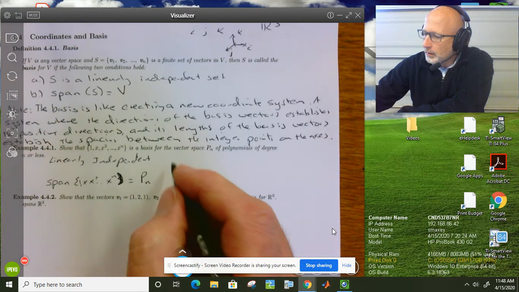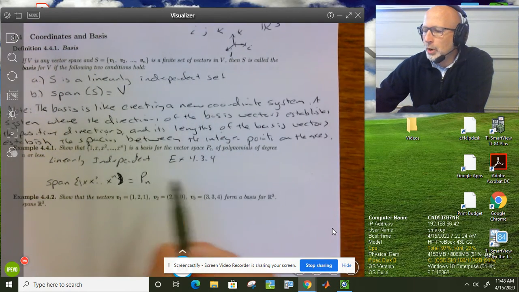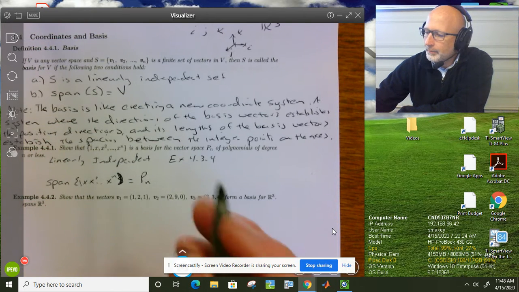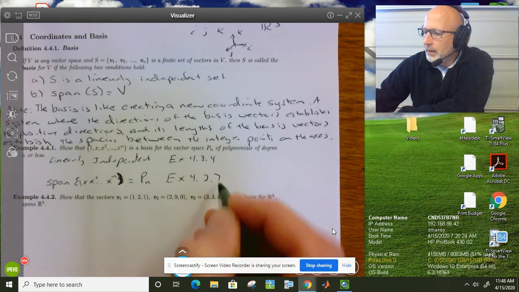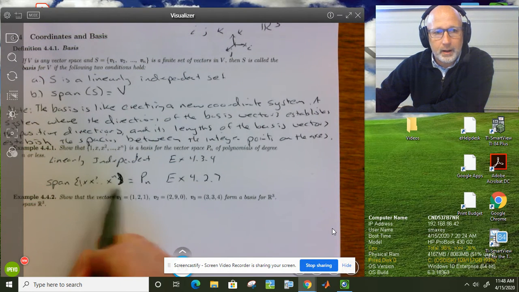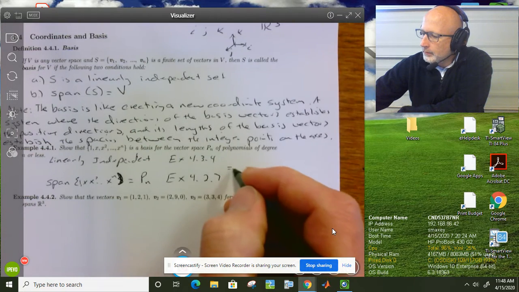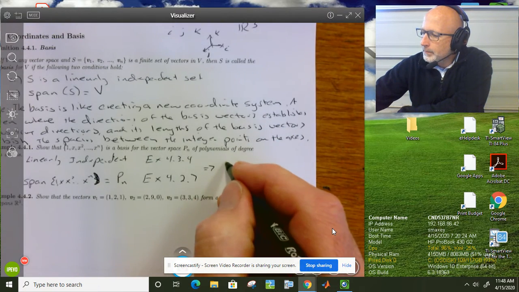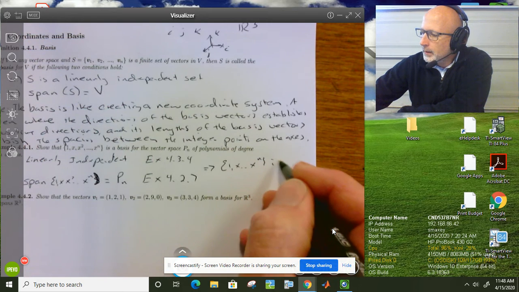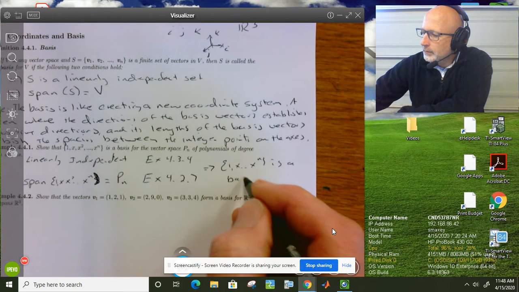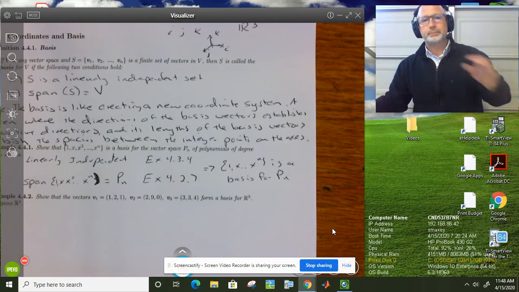If you go back and look at example 4.3.4, we actually showed that the set is linearly independent. And then we also showed in example 4.2.7 that this set S spans P of n. So these tell us that the set 1, x, all the way up to xn is a basis for Pn. Okay, pretty simple.